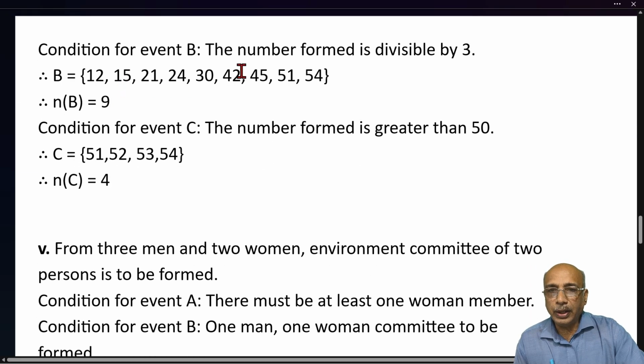Condition for event B: the number formed is divisible by 3. In 3's table, whatever number comes, we can take as divisible by 3. Therefore, event B elements will be 12, 15, 21, 24, 30, 42, 45, 51, 54. The number of elements here is 9. So n of B is 9.